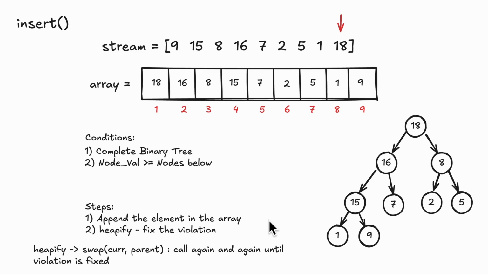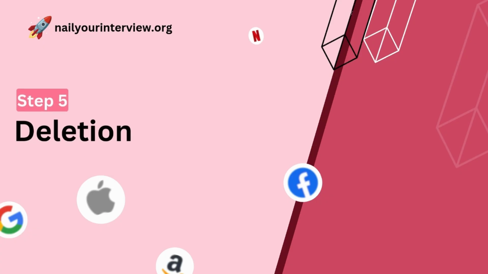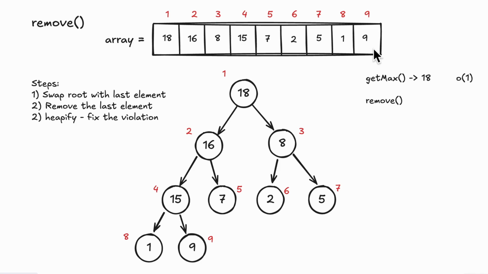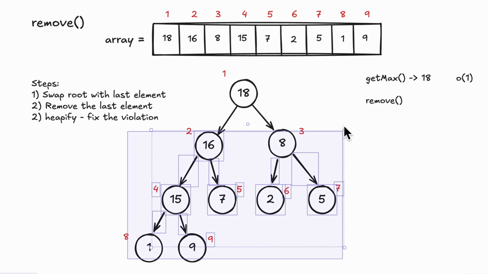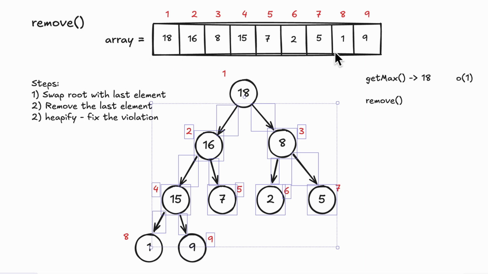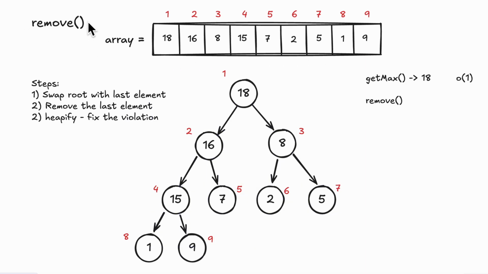Now let's check out the remove function. So this is the array that we constructed just now, and this is the complete binary tree corresponding to this array. Now the goal of this part is to implement the remove function. This remove function basically removes the maximum element in the heap, which is 18. So it will remove the root. By the way, we have to do this in O(log n) time.